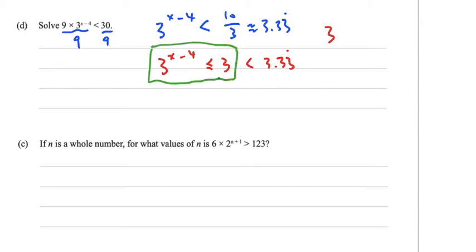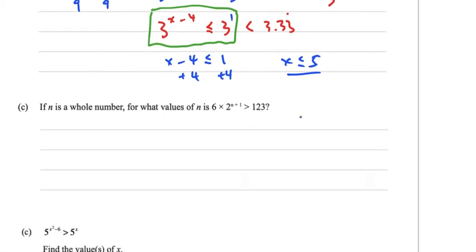Now they have the same base. The 3 is really 3 to the power of 1. Therefore, the bigger the number, the bigger the power, so x minus 4 must still be less than or equal to 1. And get rid of that minus 4 by plus 4, which will give x less than or equal to 5. That's the answer. By the way, most of the questions that we addressed just now are merit and excellence questions. Okay, well done, guys. Let's keep going.